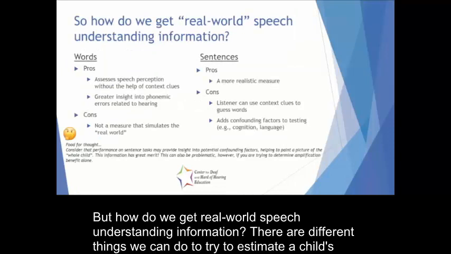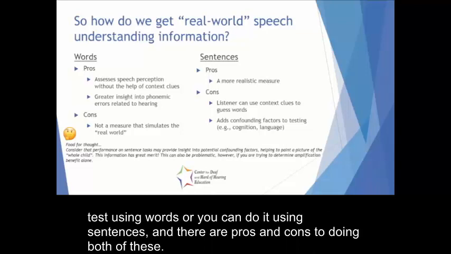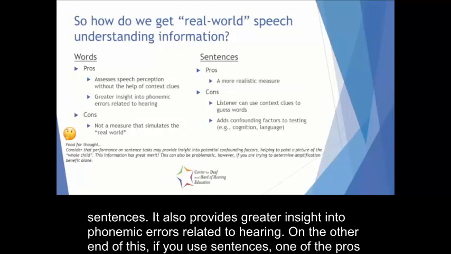There are different things we can do to try to estimate a child's speech understanding in a real-world situation. One way you can do that is to modify the type of test that you administer. You can administer a test using words, or you can do it using sentences. And there are pros and cons to doing both of these. For example, one of the pros to using a single word list is that it assesses the child's ability to understand speech without the context clues of sentences. It also provides greater insight into phonemic errors related to hearing.